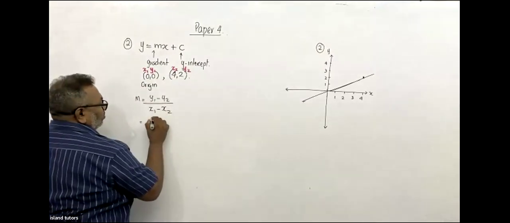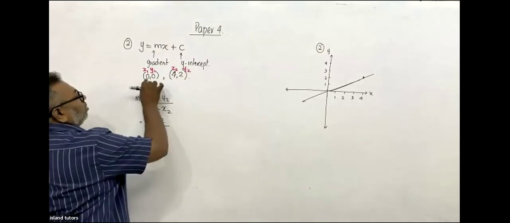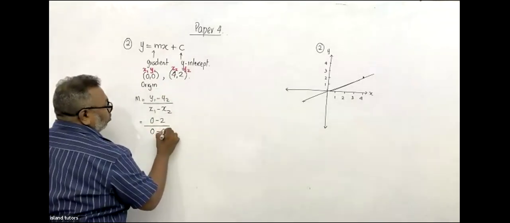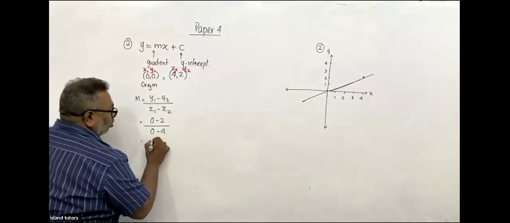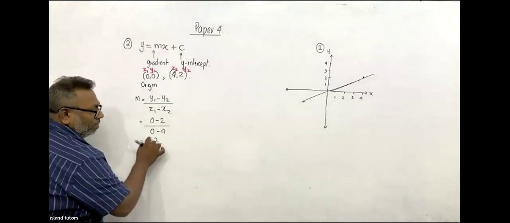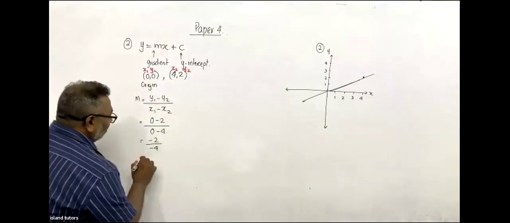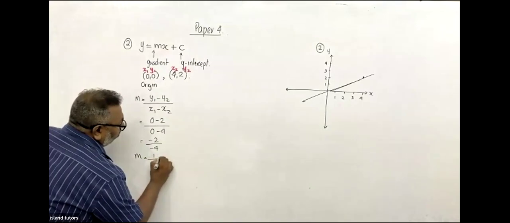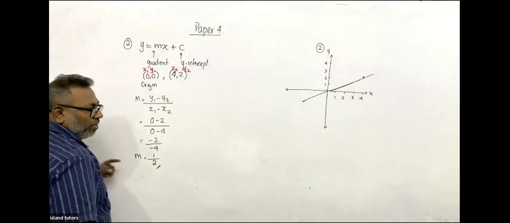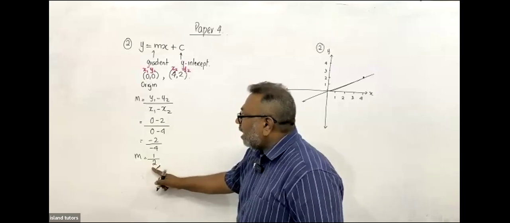y1 is 0, y2 is 2, x1 is 0, x2 is 4. So minus 2 divided by minus 4, both sides minus. When you divide, what happens? When you divide, you get a positive answer. So m is equal to 1 over 2 or half. Okay. Right? So your gradient therefore is half.